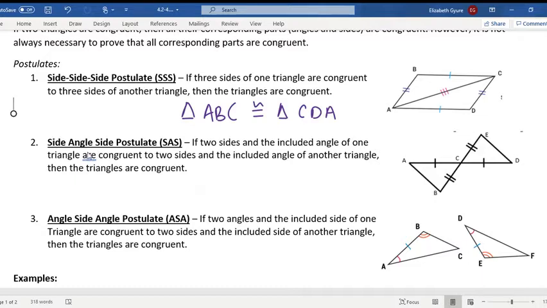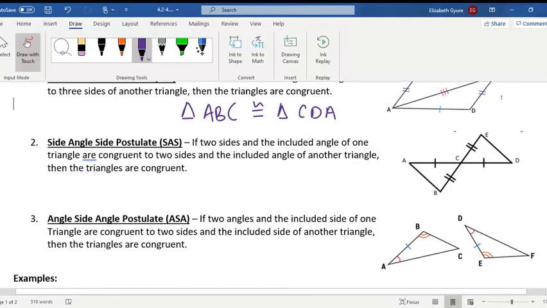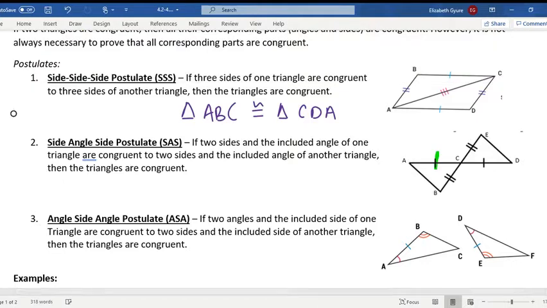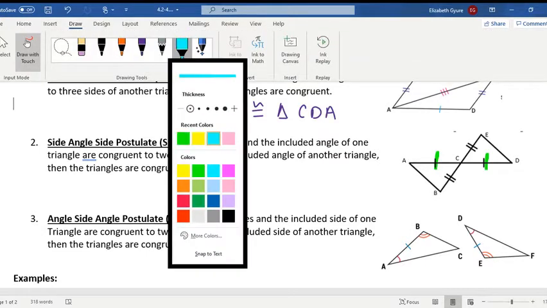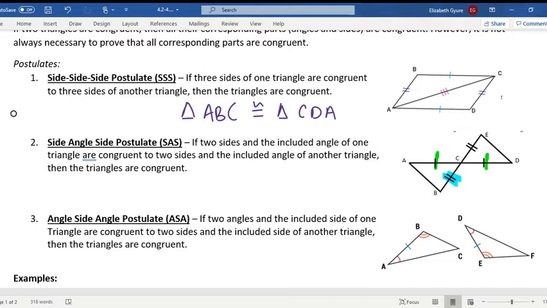Side angle side postulate, or SAS. If 2 sides and the included angle of one triangle are congruent to 2 sides and the included angle of another triangle, then the triangles are congruent. So 2 sides and the included angle. If you take a look at this picture here, we have that side AC is congruent to side DC. That's one set of sides. We have that side BC is congruent to side EC. And then included angle. What do you think that means?